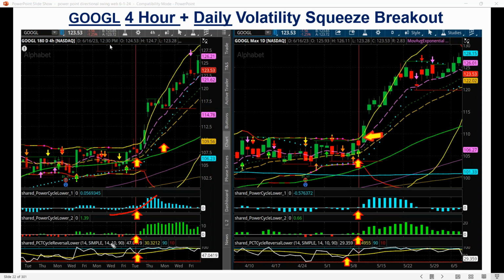Here's the 4-hour going up, and here's the daily in a really tight squeeze, and here's your daily momentum. Here's the cycle reversal, then Cycle 1 goes positive, Cycle 2 goes positive. Here was your trigger right there. Boom. Beautiful push to the upside.